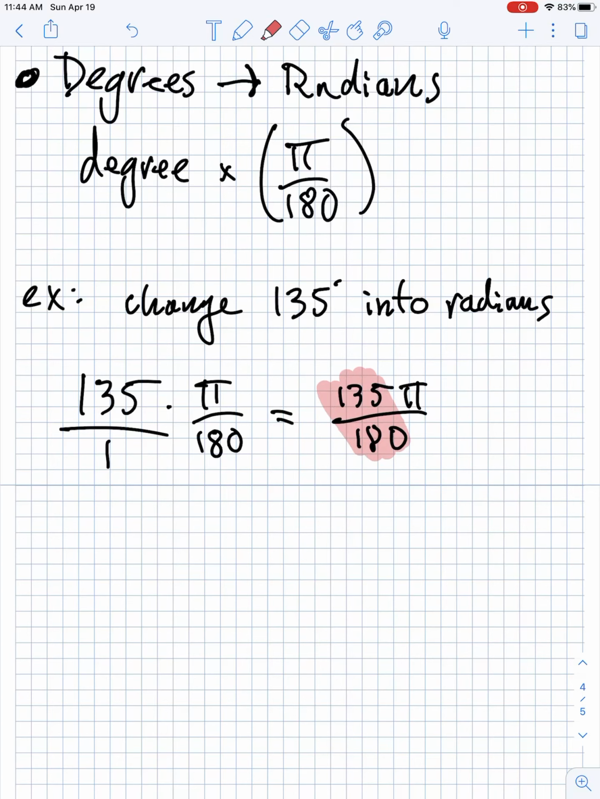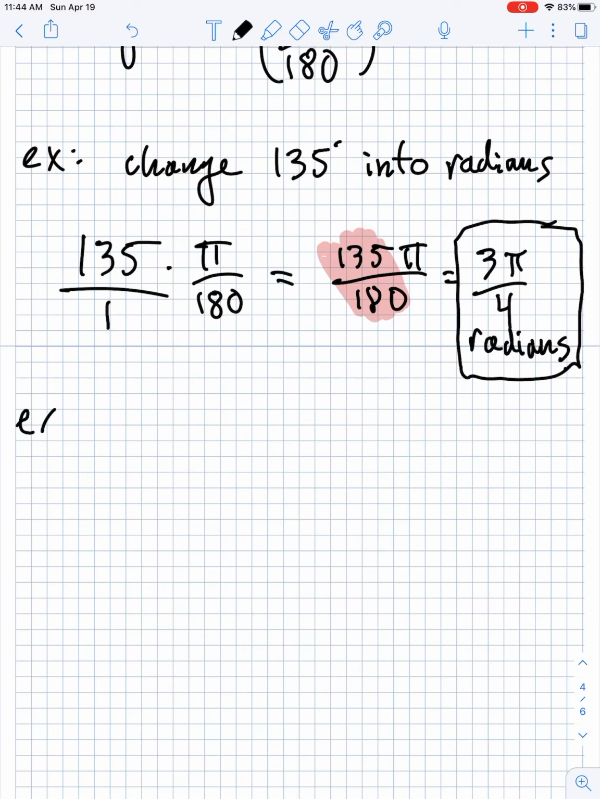The 135 divided by 180, that giant fraction can be reduced. You could do it the old-fashioned way, finding numbers that go into both, or you could just type 135 divided by 180 on your calculator and then hit math, answer to fraction. If you do not know about the answer to fraction button, you need to seriously start living your math life and discover it. Google it. 135 over 180 is 3 over 4. So this whole thing reduces to 3 pi over 4 radians. Final answer.